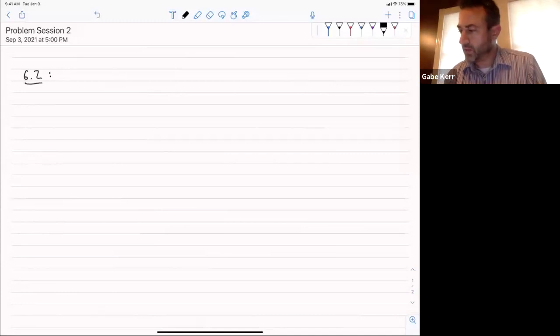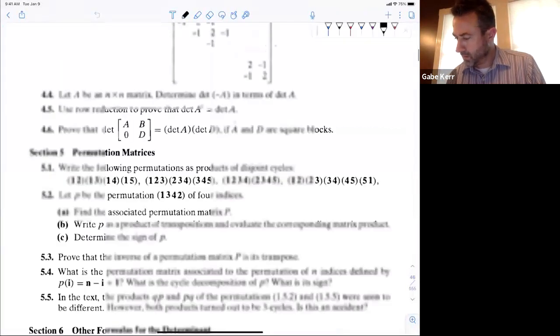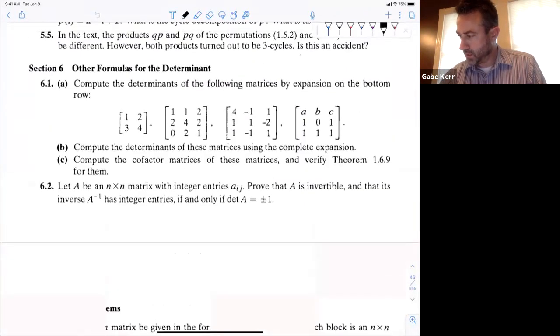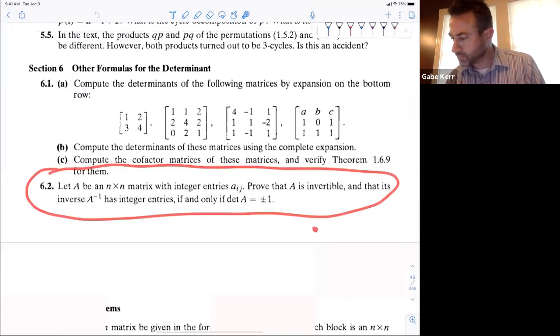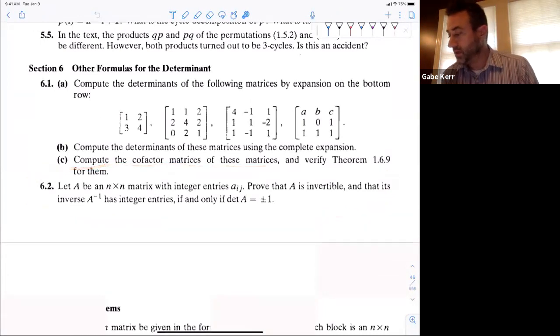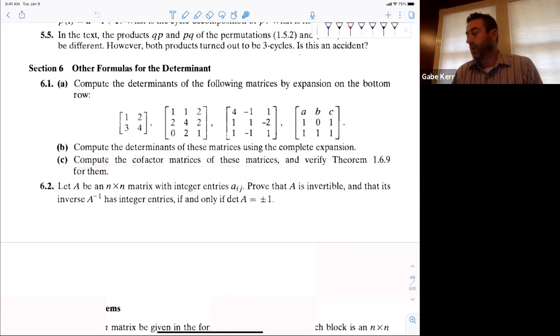So let me go back and look at the problem, which says right here. If I have an n by n matrix with integer entries, then we want to prove it's invertible and that its inverse A inverse has integer entries if and only if the determinant of A is plus or minus 1.